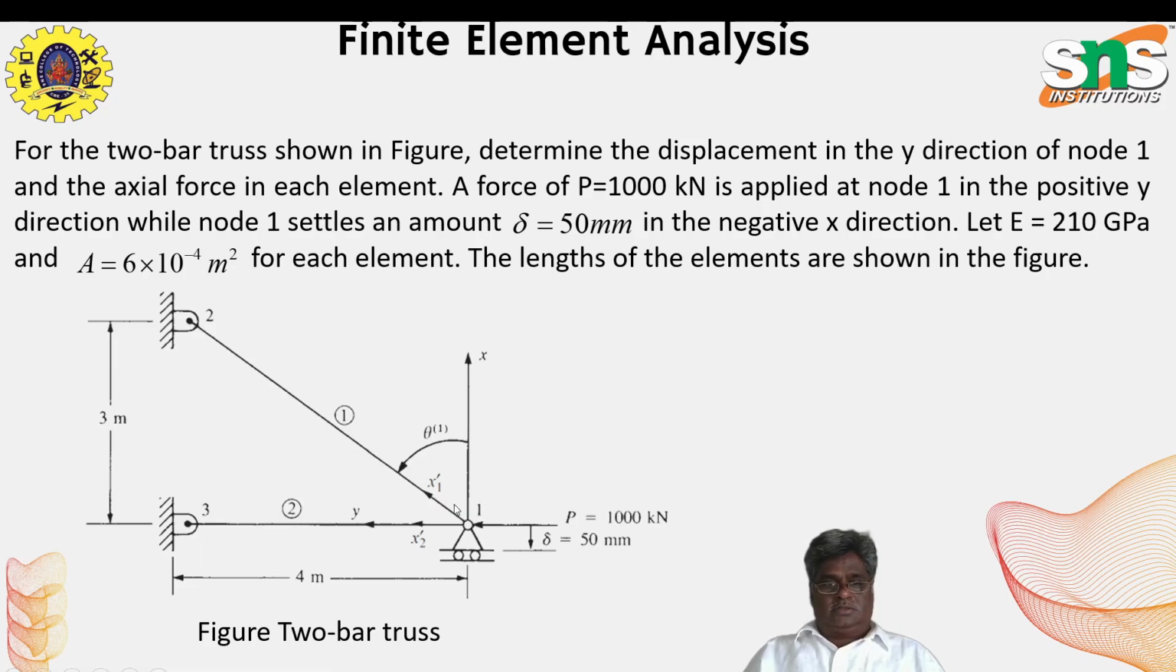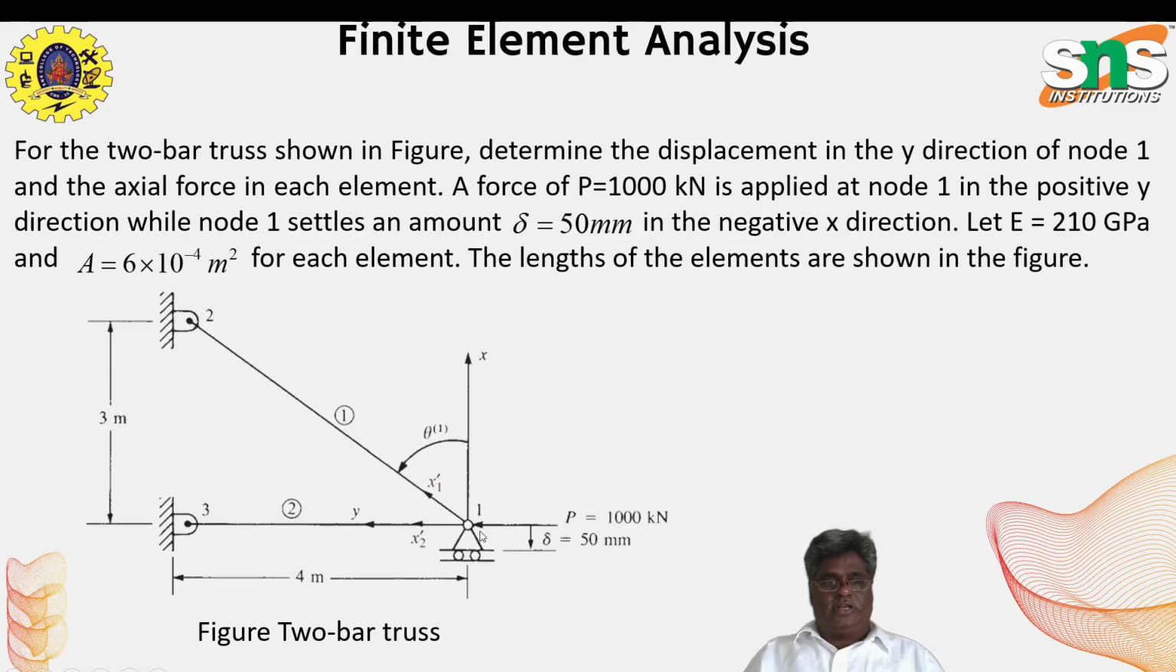Element 1 is connected with nodal points 1 and 2. Element 2 is connected with node 1 and 3. Nodes 2 and 3 are fixed supports. Nodal point 1 is a roller support. The directions of the x and y axes are shown in the diagram.